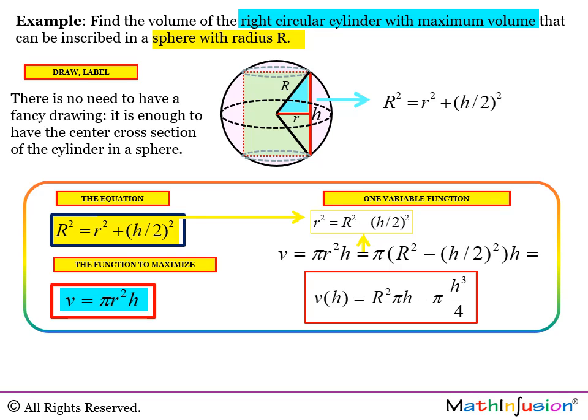Let's think now about possible values for the variable. So the variable is now h. And if you pay attention, h cannot exceed 2 times the radius of the sphere. But also, it cannot be less than 0. So definitely, h is greater or equal to 0 and less or equal to 2r.